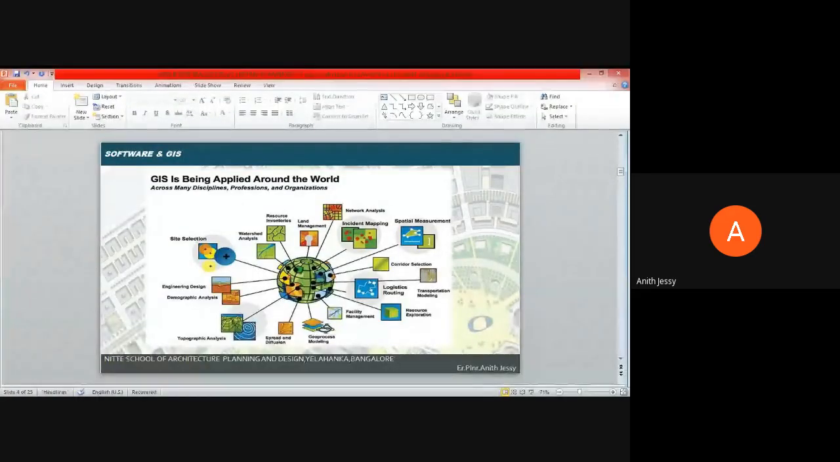They can be used and can help us in watershed analysis, in network analysis, in measuring the spatial Earth area as well. So these are some of the applications of GIS in urban planning.